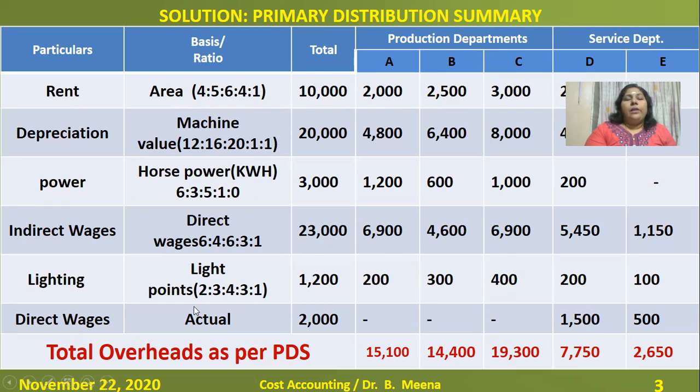Okay, already I told you about the direct wages, which is advisable for all the students to write as the first item, otherwise you may forget. Okay, so after putting all the values and calculations, get the total of all the production and service departments. That is the answer for writing total overheads as production, that is the primary distribution summary.